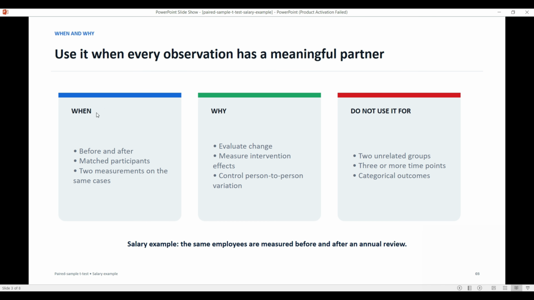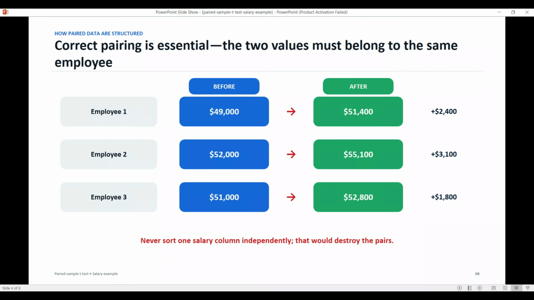We use a paired sample t-test for before and after intervention, matched participants, or measurements on the same cases. Why we use it: to evaluate change, measure intervention effects, and control person-to-person variation. Why we don't use it: two unrelated groups, three or more time points, categorical outcome. So, for example, correct pairing is essential. The two values must belong to the same employee.